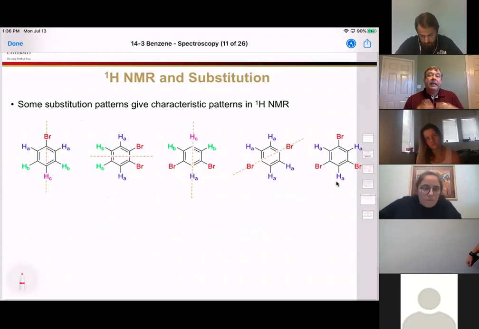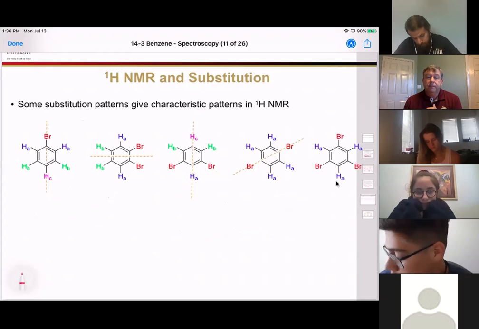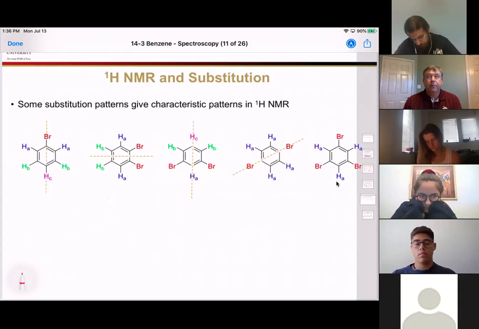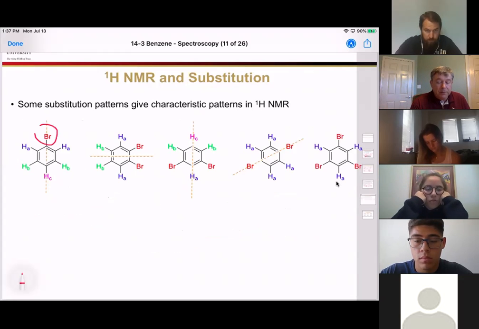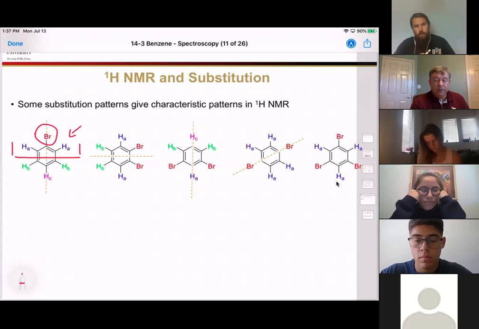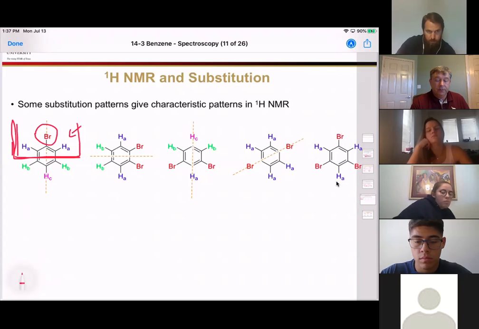So in proton NMR, if we're just looking at the hydrogens on the benzene right here, we will get distinct patterns based on the substitution we have for it, okay? So for example, if we have just mono substitution on here, that makes us have 3 different signals. We have the ones that are ortho, or next to the substitution. These are equivalent and will give a single signal and will split other non-equivalent hydrogens, okay?